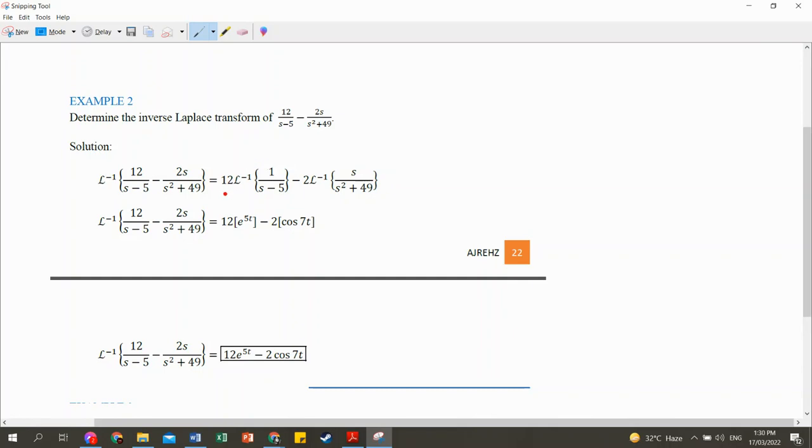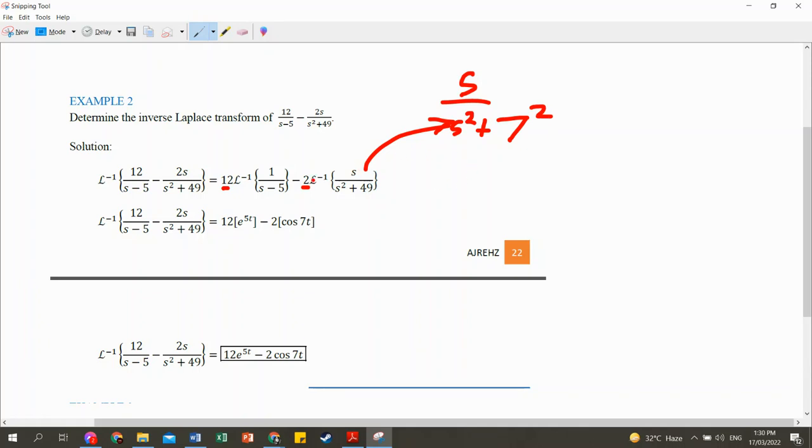You factor out the constant and then multiply it by the inverse Laplace transform of 1 over s minus 5. So this is our constant. And here we have a constant 2, which we factor out, taking note of the operation. We have minus here, so it should still be minus. And then you have the inverse Laplace transform of s over s squared plus 49. Take note that this one is simply equal to s squared plus 7 squared.